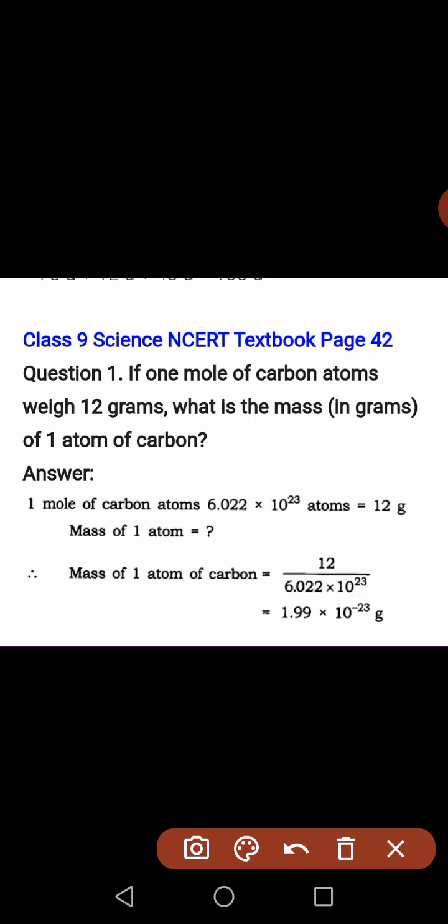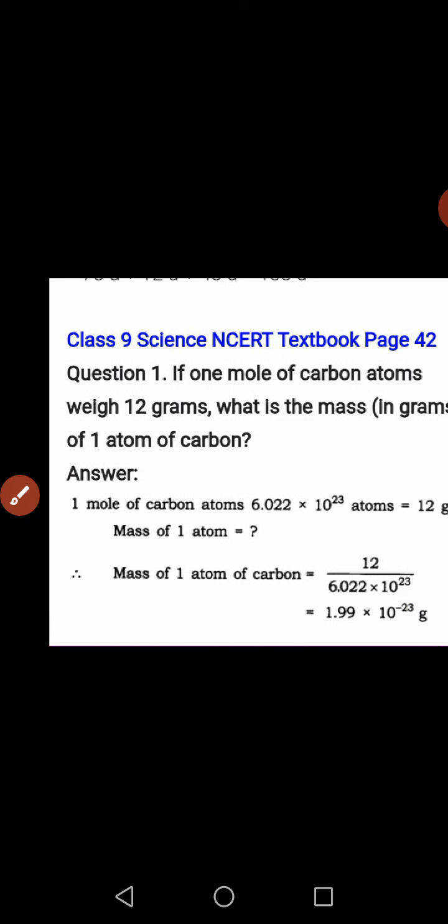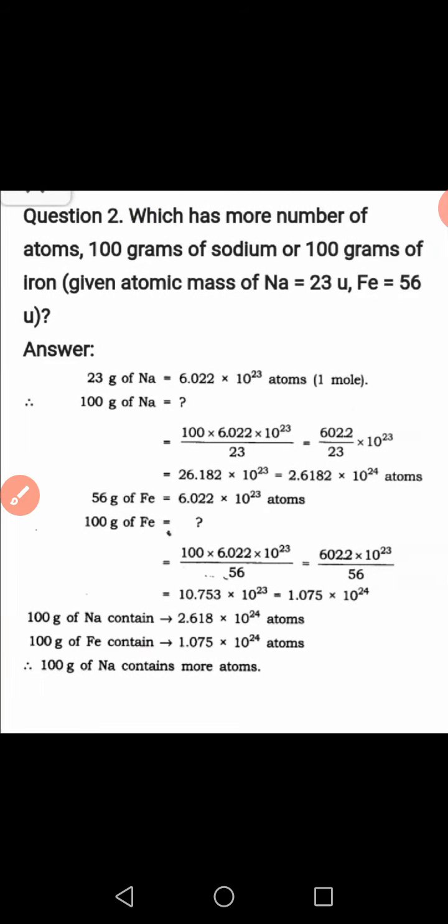If you do the calculation, 10 to the power 23 will move up and become minus 23, and 12 by 6.022 is around 2, that means 1.99. So this is the answer, this much in gram. Then the next one is given here, number 2.